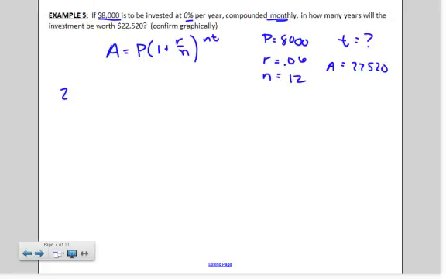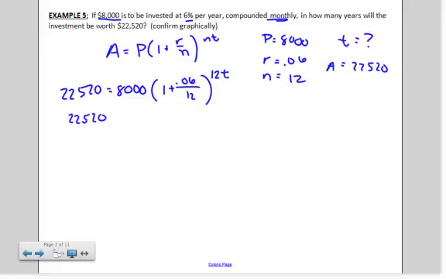So now we have 22,520 equals 8,000 times (1 plus 0.06 over 12) raised to the 12t. Now, first things first, we've got to get the exponent part by itself, so we're going to divide by 8,000. So 22,520 divided by 8,000 equals 1 plus 0.06 over 12, which is really 0.005, to the 12t.